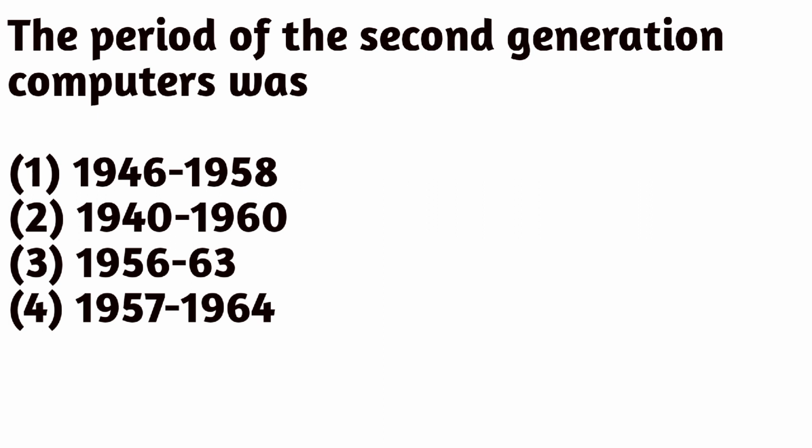The period of the second generation computers was option 1 1946 to 58, 2 1940 to 63, 3 1956 to 63 and option 4 1957 to 64. The correct answer is option 3.